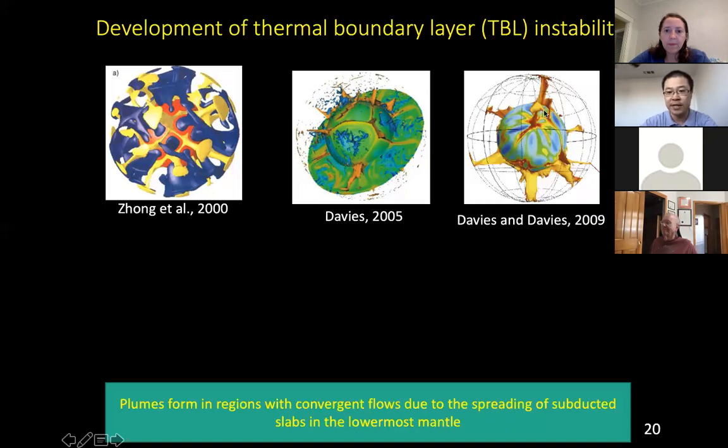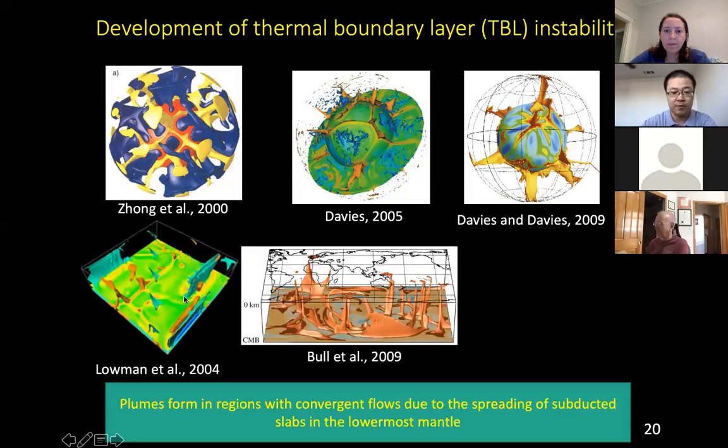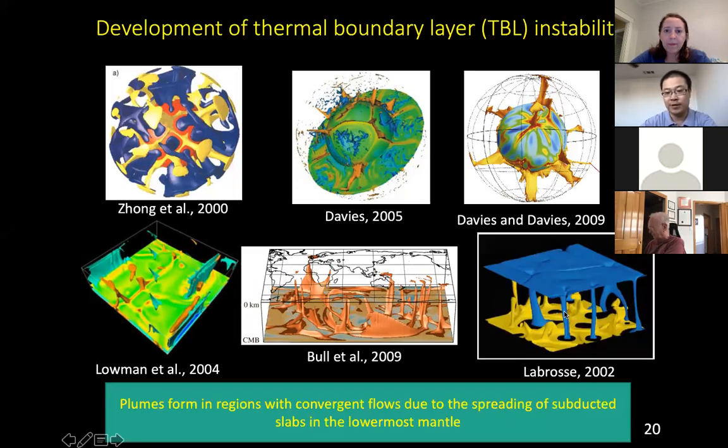And this is another one. They show mantle plumes form in regions with convergent mantle flows. And this is another one by Roman 2004. And this is a relatively more recent one, 10 years ago, by Bull et al. And this is another one by Labrosse 2002.